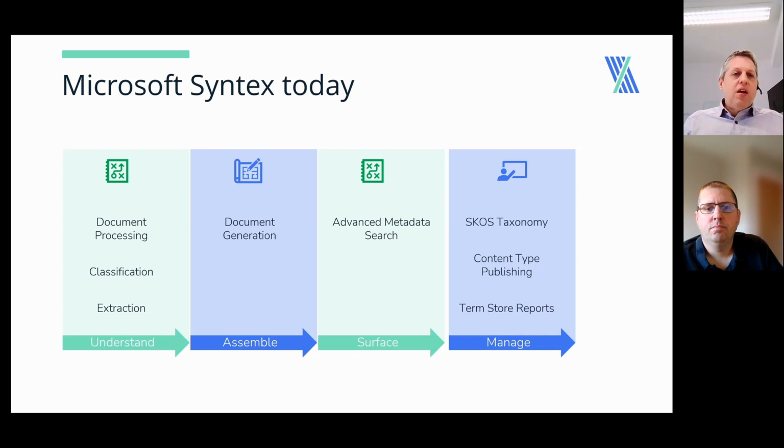Okay, so given the scenario, what are we going to show you today? The first part of this process is what we call understand. That's around document processing. How can I take a document and actually understand what kind of document it is? That's classification. And then pull out relevant information from that. So there is a lease agreement. How can I pull out the start date?